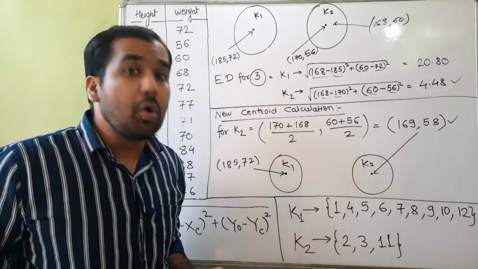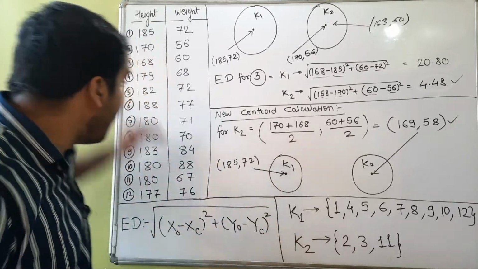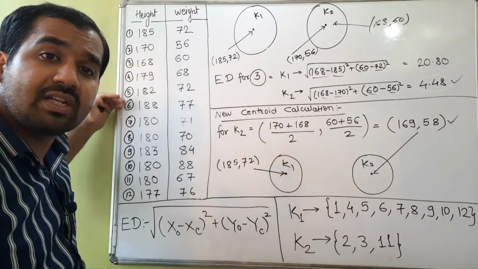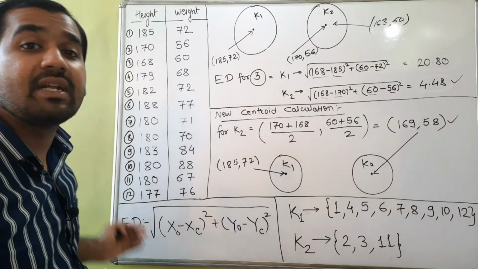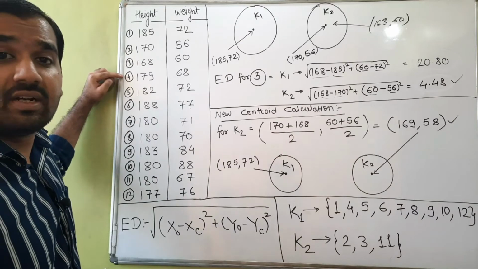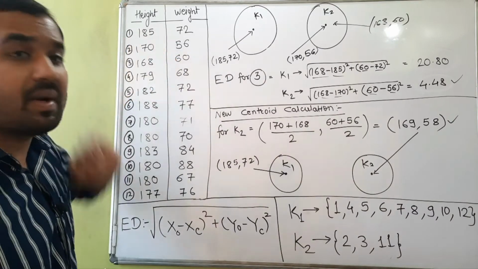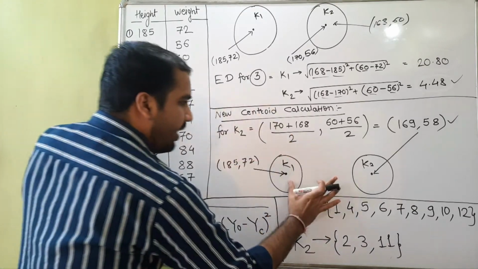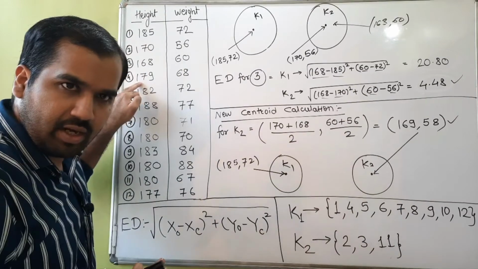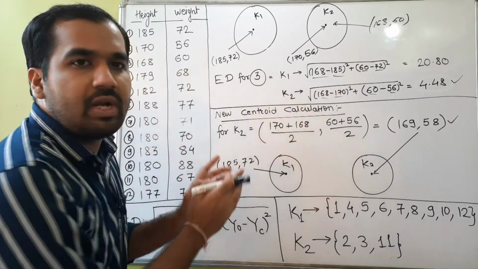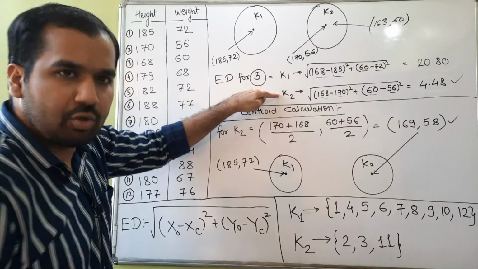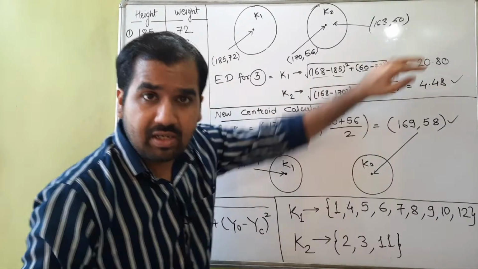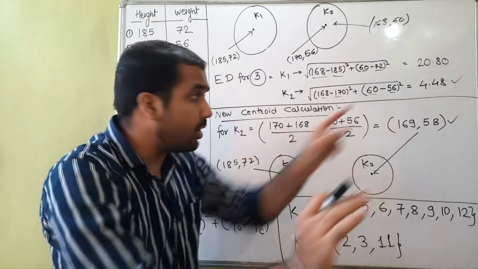Do we need to stop now? No, we cannot stop until we have repeated the same steps for all the respective sample points in your data set. Next we will consider the fourth sample having the value 179, 68. We are going to use these values and the new updated centroid value and perform the Euclidean distance for K1 and K2. We will get some figures, we will compare the results and go for the minimum one.